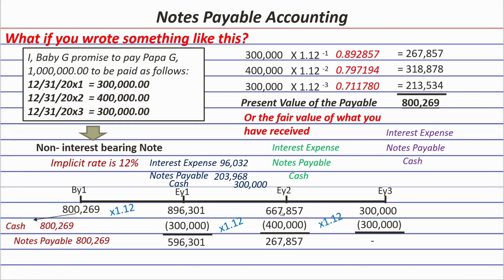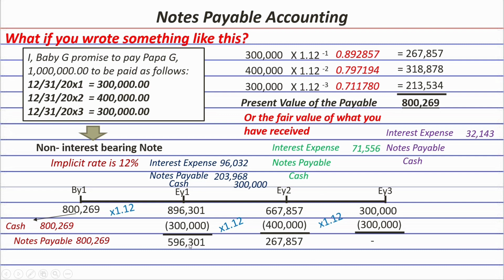So for the end of year 2, that's 667,857 minus 596,301, and that is equals 71,556. Okay? And for the year 3, that's 300,000 minus this 267,857, and that is equals 32,143. Okay?